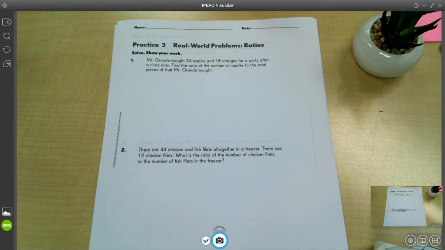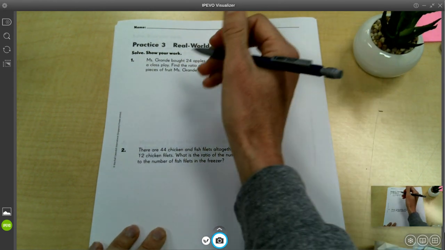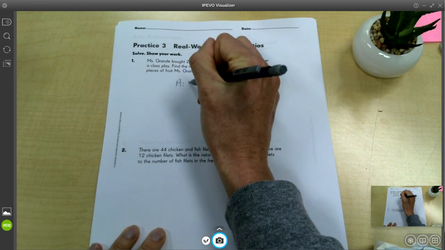We're going to do some real world problems. Ms. Grande bought 24 apples and 18 oranges for a party after a class play. This sounds like a great party. Lots of healthy foods. Find the ratio of the number of apples to the total pieces of fruit Ms. Grande brought. So I'm going to do apples to total.